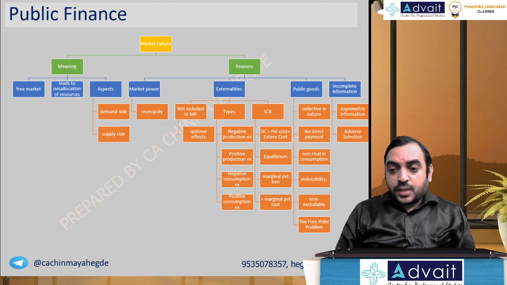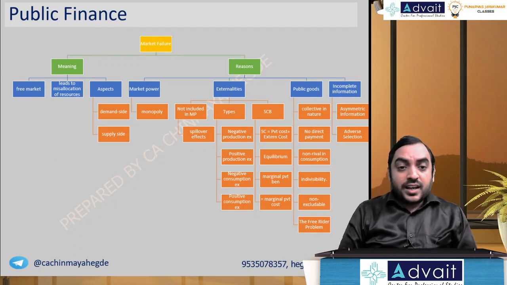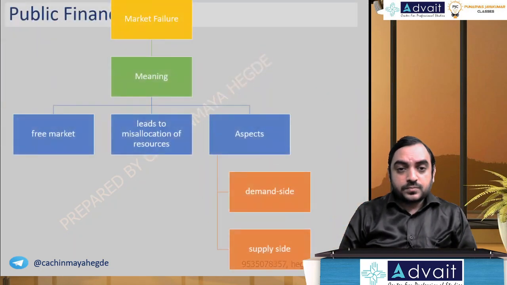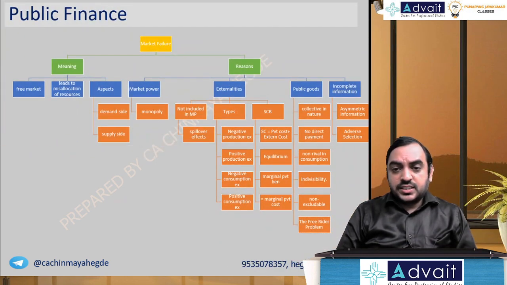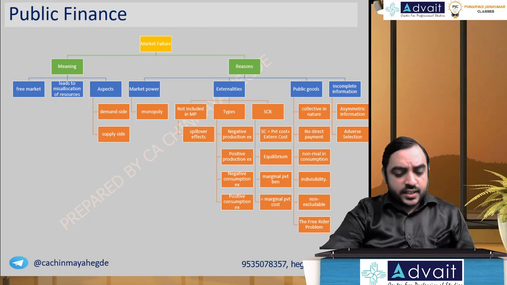Okay, we have some more things like market failure and externalities, reasons, public goods. Quite a few points are there.